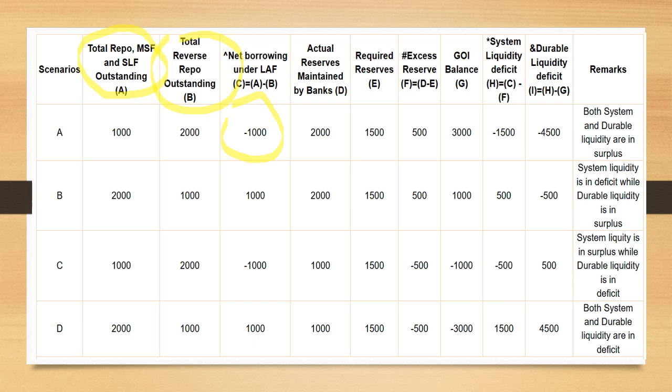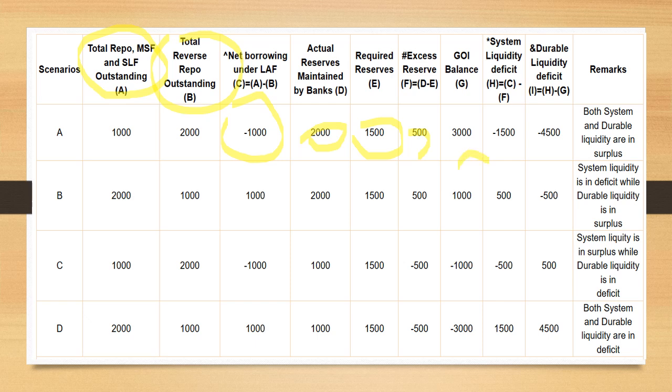Now you can see that banks are supposed to maintain reserves with RBI, which was 1,500, but actually banks have maintained reserves of 2,000, which means banks have managed reserves 500 more than what they were supposed to keep. They were supposed to keep 1,500, but for whatever reason they have kept 2,000. So they have kept an additional reserve of 500. So this minus 1,000 and this 500 basically creates a system liquidity which is minus 1,500.